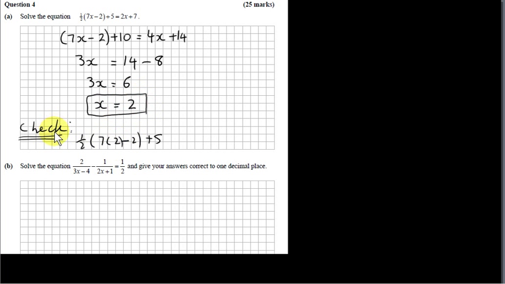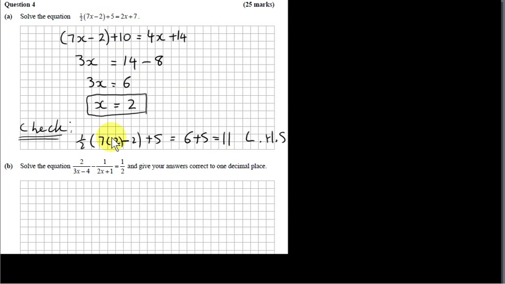If you want to do a check, you don't have to do it, but I've done it here. You plug 2 in for x, so we have 7 times 2, which is 14. 14 minus 2 is 12. A half of 12 is 6. And then we have 6 plus 5 is 11. So that's the left hand side. We get 11 when we plug 2 in for x.